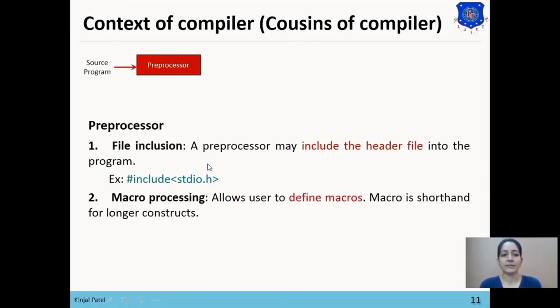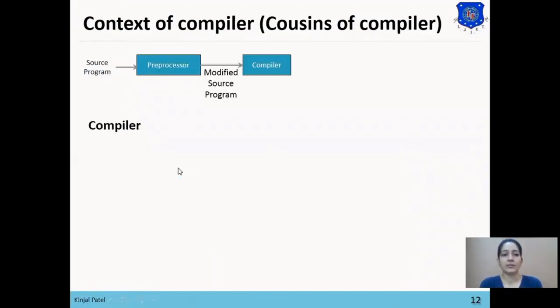Then second function is macro processing, means it also allows user to define macros. So the constant value will be replaced by adding the files from the library. So then preprocessor converts the source program into modified source program. So in modified source program, there are no hash lines in it.